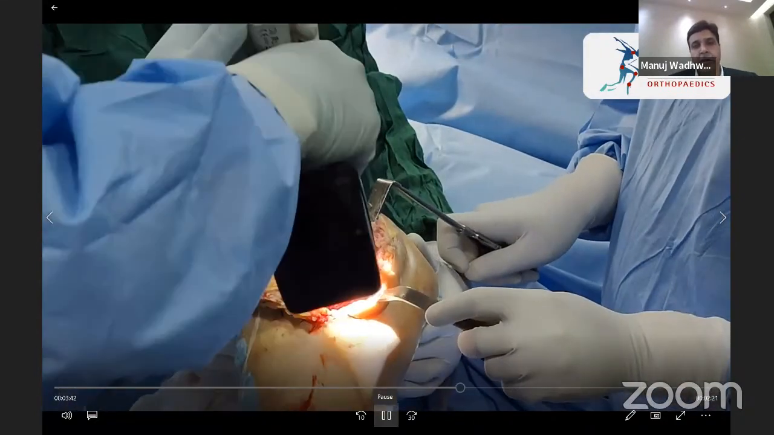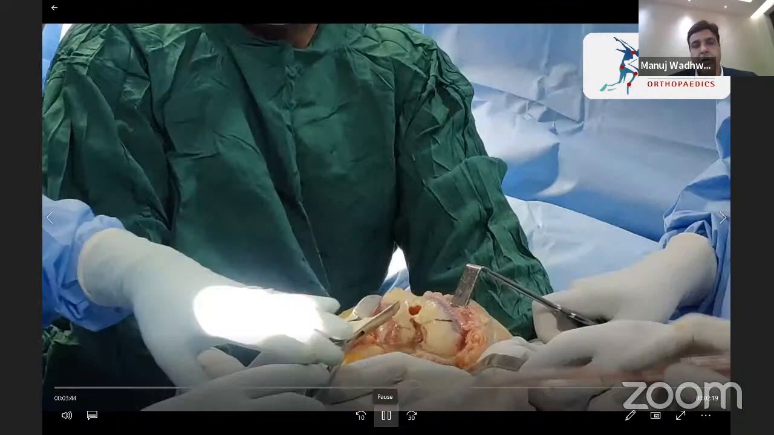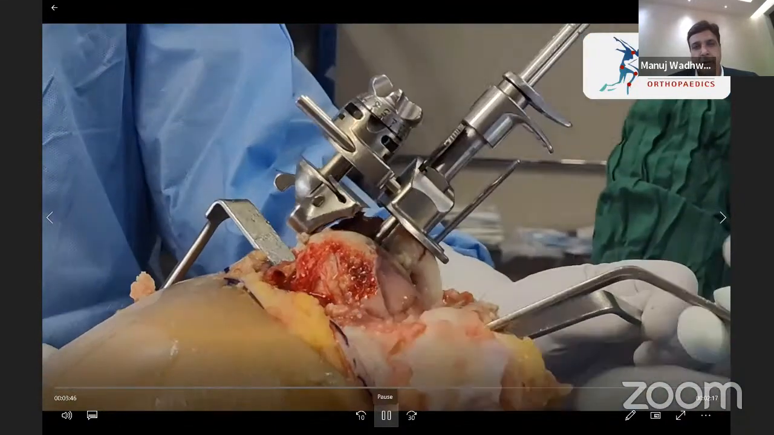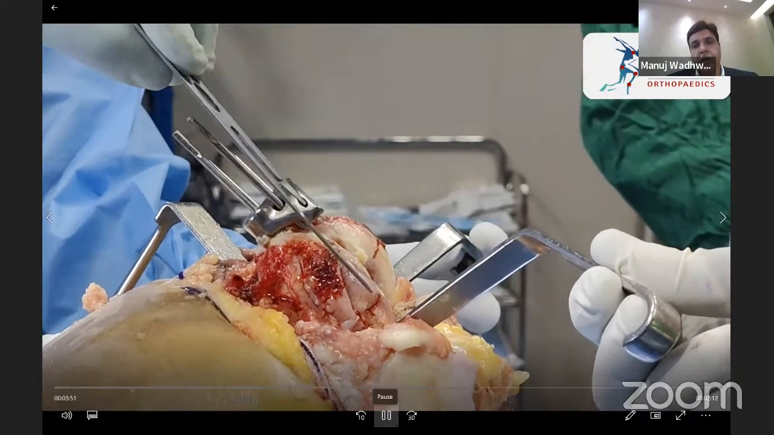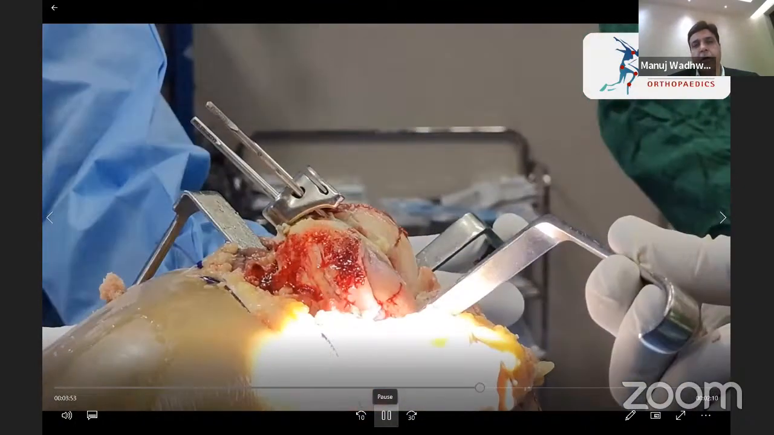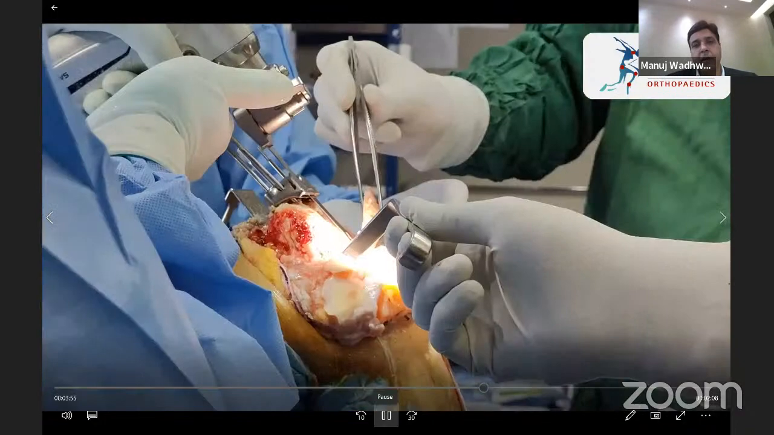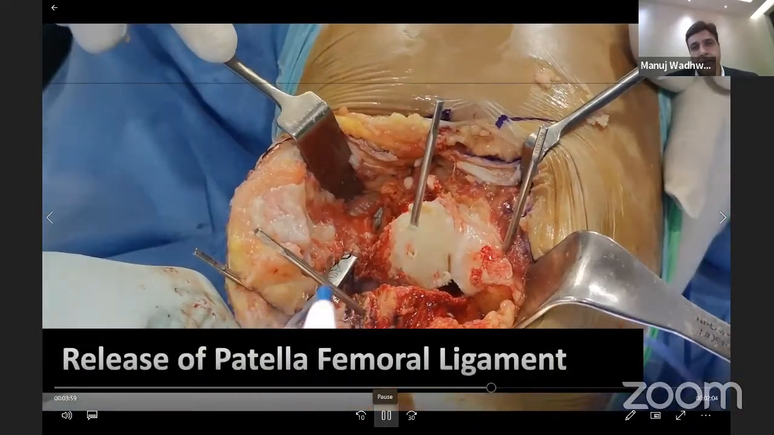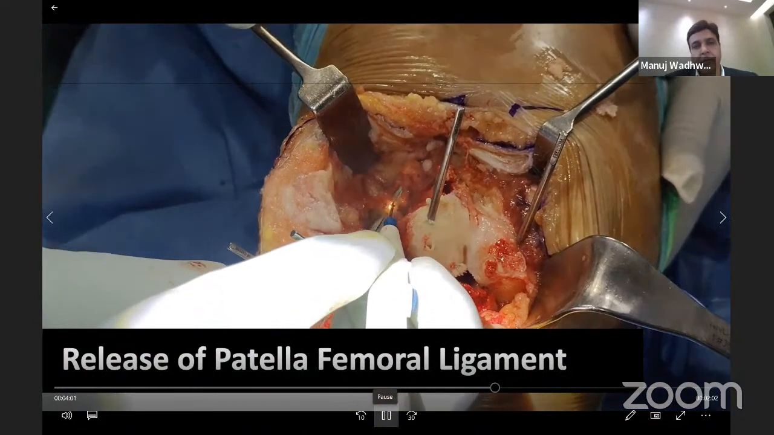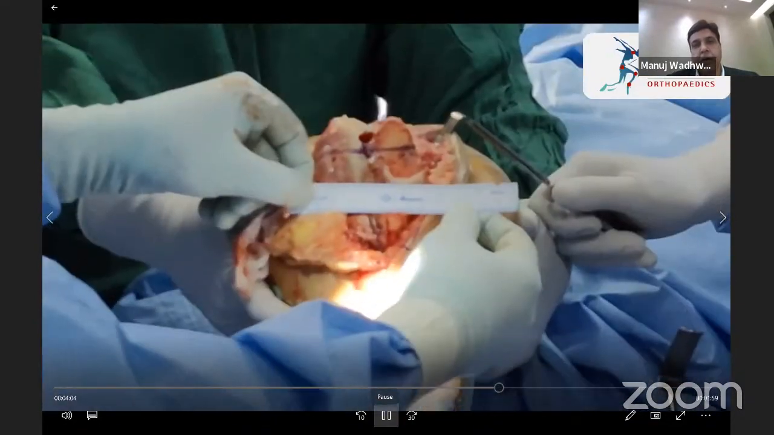Always medialize the intramedullary rods if you're using non-navigated surgery. Resect the osteophytes. See how much you're resecting on the medial and the lateral side. You'll always have a lesser cut on the lateral side because you have a hypoplastic distal femoral condyle. Once these are done, cut and release the patellofemoral ligament on the lateral side.